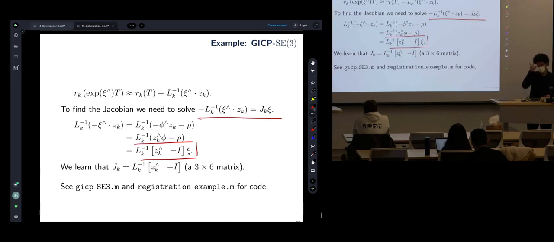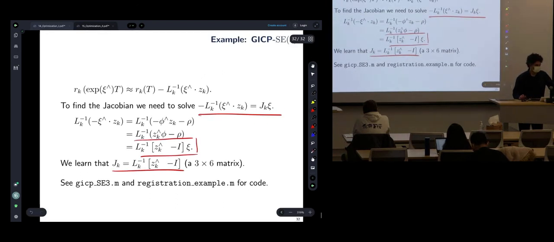We'll go through it in future lectures for different problems again. So this Jacobian is 3 by 6, and that's how you can linearize and find the Jacobian. So no calculus, just algebra and first order approximation of the exponential map. In my opinion, this is so much nicer. So that's it for today.